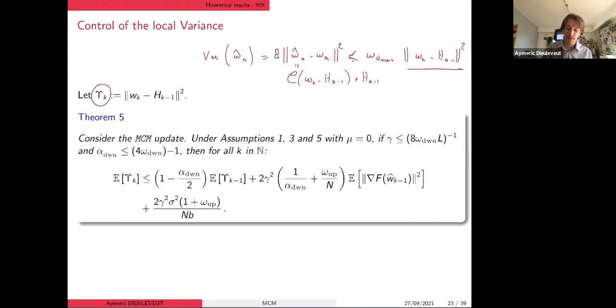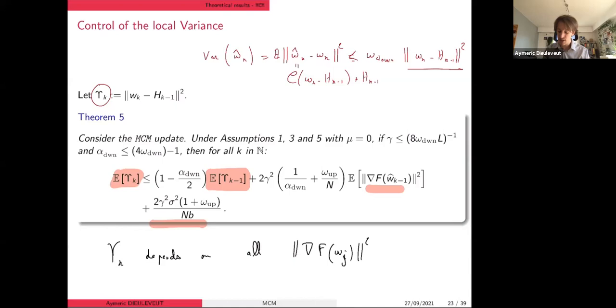And instead of having, as we had for Ghost, that the variance is bounded proportionally to the square norm of the gradient plus some noise, now we have an extra part in the process, which is the fact that the process is auto-recursive. So it has a contraction with respect to its previous value plus exactly the same thing as for Ghost. So this means that basically the variance of epsilon_k depends on all square norms of the gradient of f at w_j for any j smaller than k. So I depend on the square norm of all gradients before, but thanks to the contraction, I'm going to be able to have a uniform control.